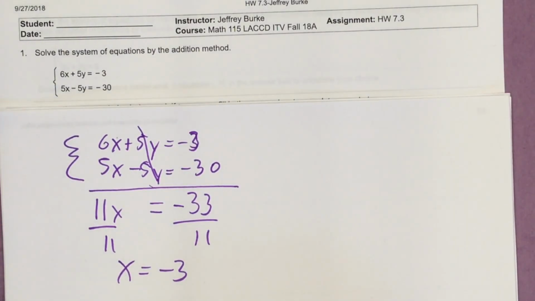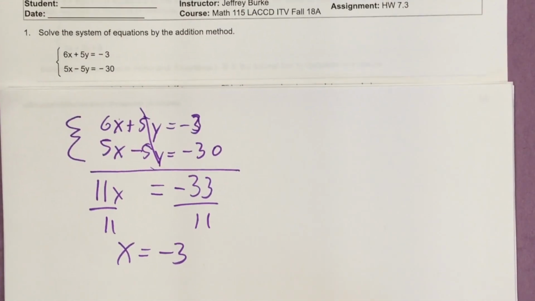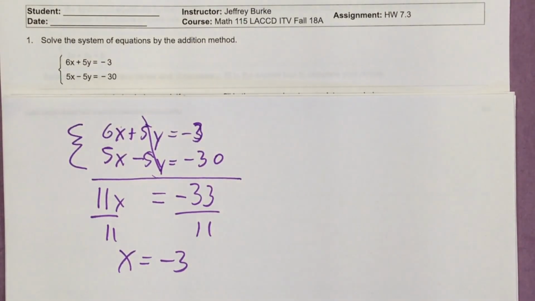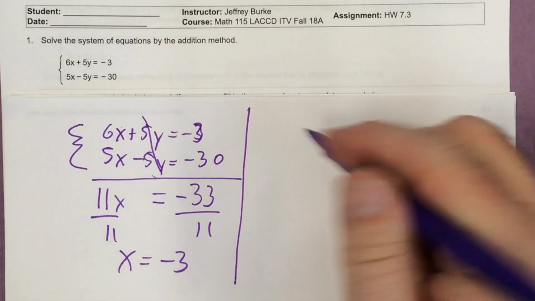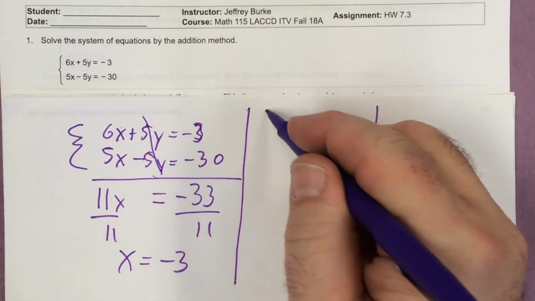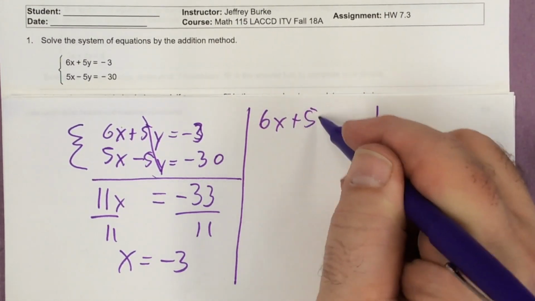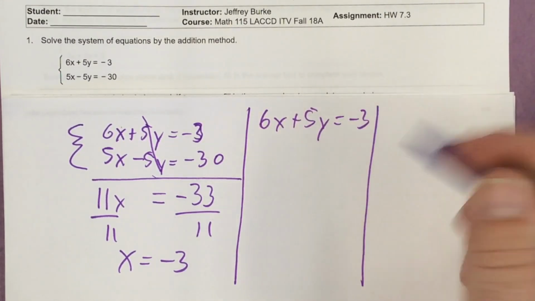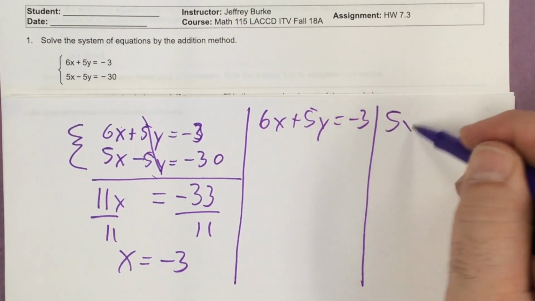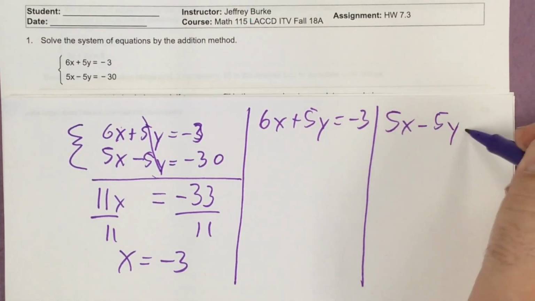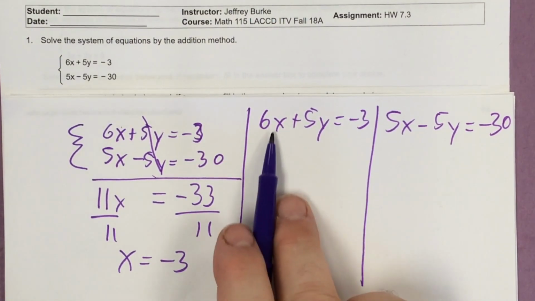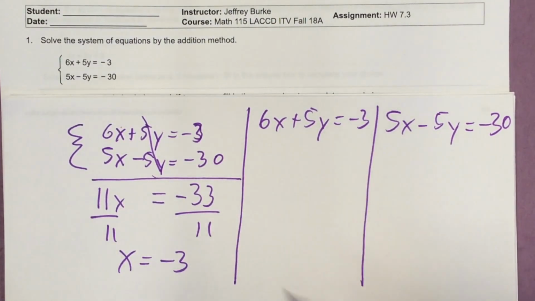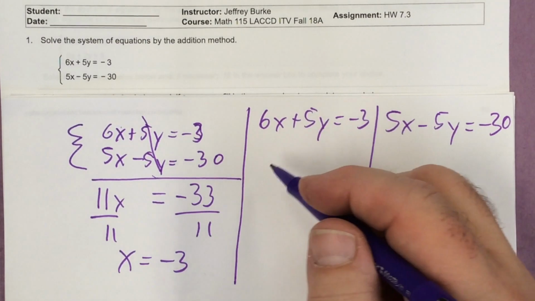And like we did in the last class, if we want to solve for the value of y, we're going to take that value of x and put it into both equations and make sure that we get the same value of y. So I'm going to put this into 6x plus 5y equals negative 3. And then we have 5x minus 5y equals negative 30. We're going to put x, negative 3, in for x here and here, and see that we get the same value of y in both equations.